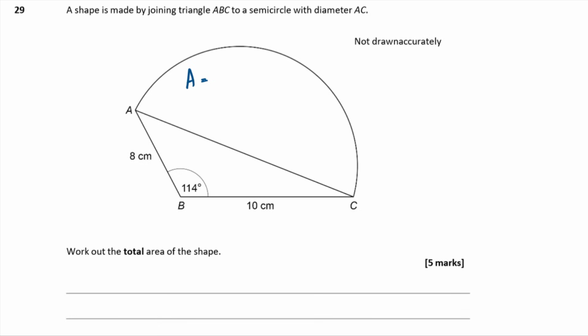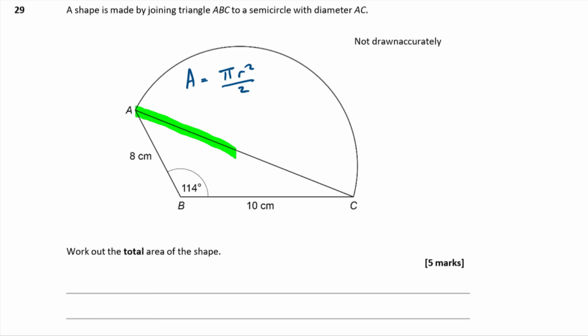Because the area of a circle is pi r squared, so the semicircle is pi r squared over 2. So we need to work out what pi r squared over 2 is, but that means we need to know what r is, and we've not been given r. So we're going to have to work out what r is.